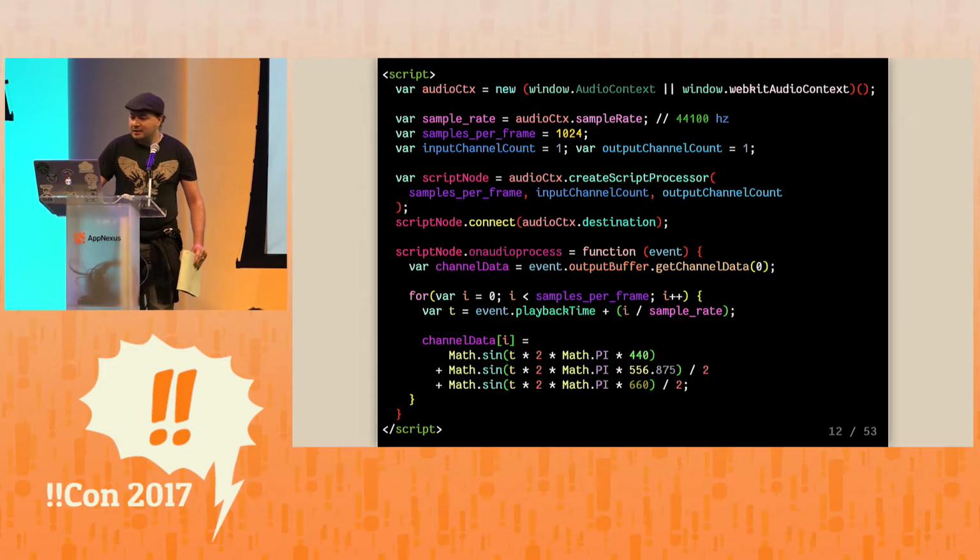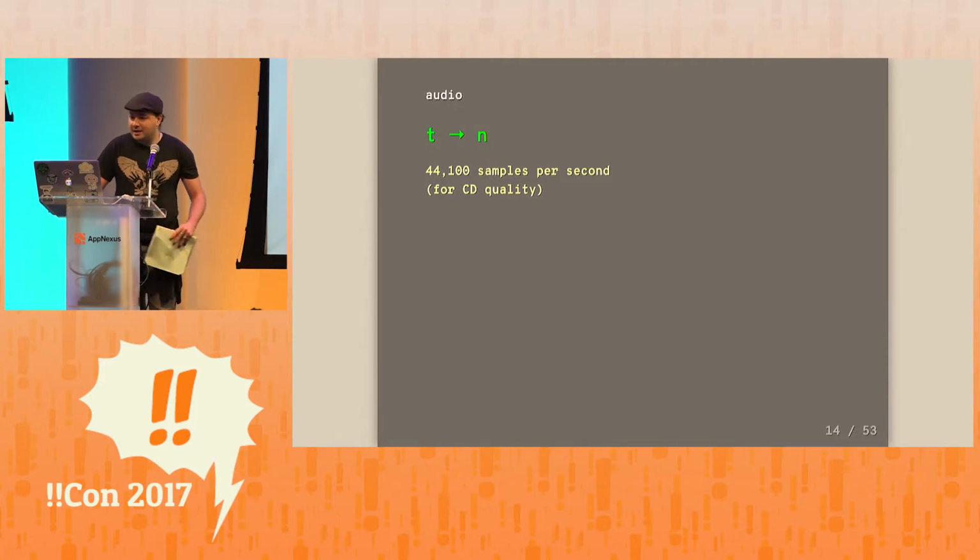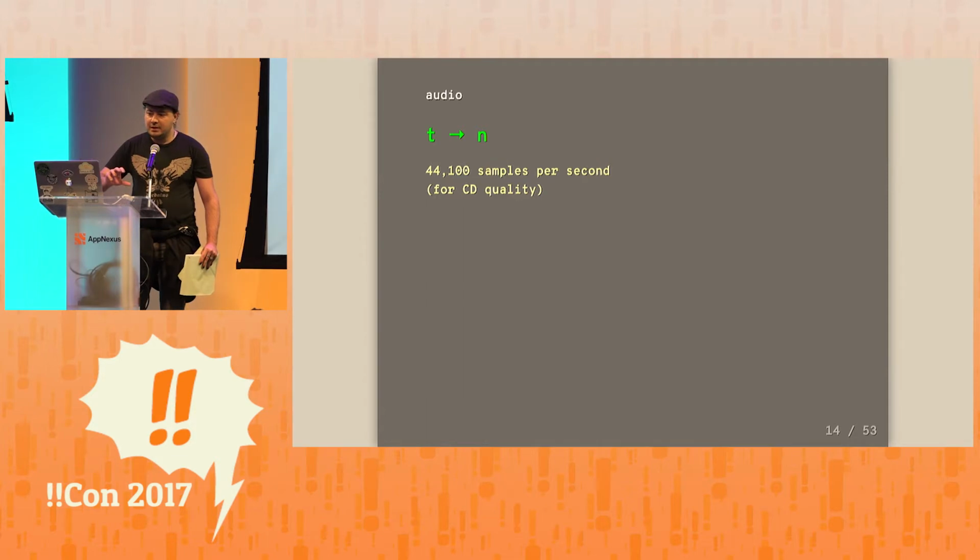That's concert A, okay? So the neat thing about audio is if you want to combine sounds, you can just add the math together. So this is 3 sine waves, okay? So audio can be thought of as a function from time to a numeric value. In the digital world, you want to talk about samples per second. CD quality is 44,100 samples per second.